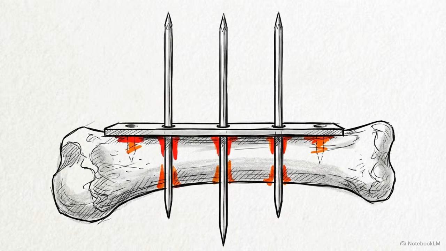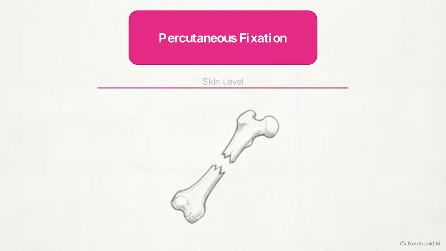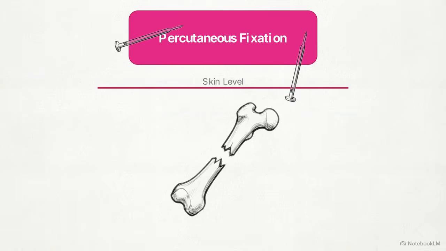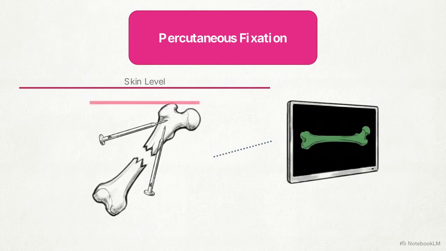The third category is percutaneous skeletal fixation. This is a hybrid method. It is not fully open, but it is more invasive than a standard closed treatment. Here, the surgeon stabilizes the bone by driving pins or wires through the skin and into the bone fragments. Because the surgeon cannot see the bone directly, they use imaging guidance, like fluoroscopy, to visualize the placement of the hardware on a screen in real time.